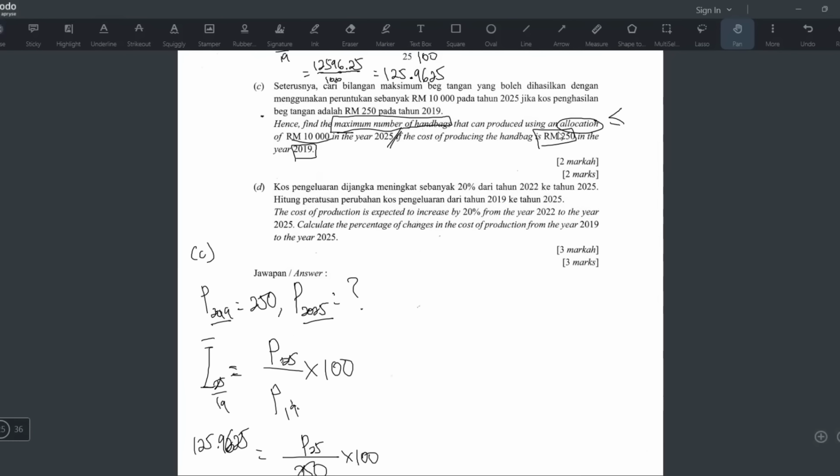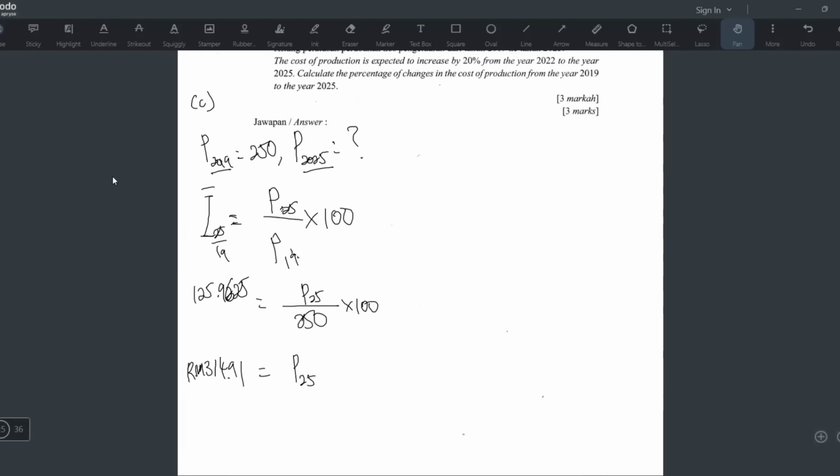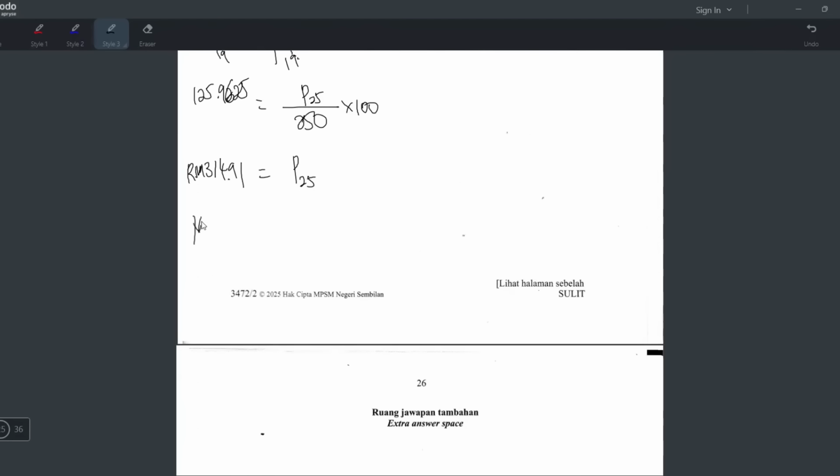But you have the allocation of 10,000 ringgit. So what is the maximum number of handbags that can be produced? Well, the maximum number will be the 10,000 ringgit, that's the amount that you have, divided by this 314.91, which is the cost of one handbag. So after you divide, you will get the number. Okay, I get 31.76, but this is the number of handbags.